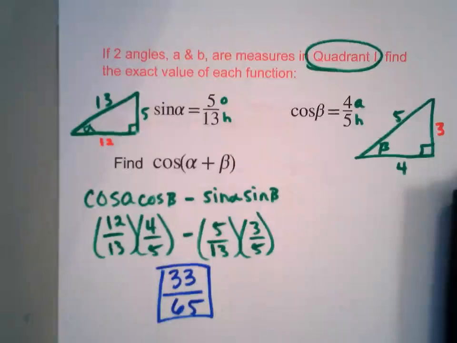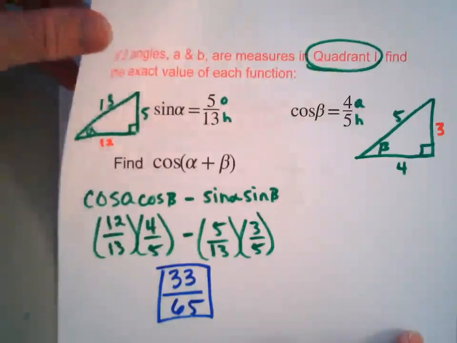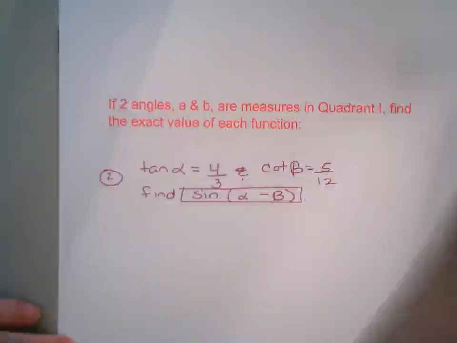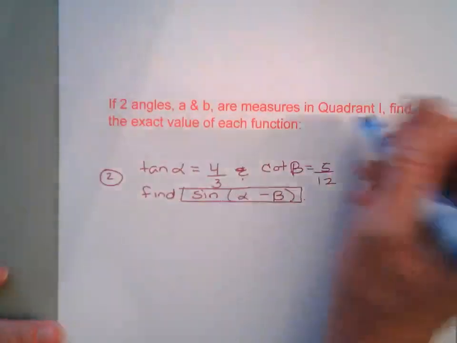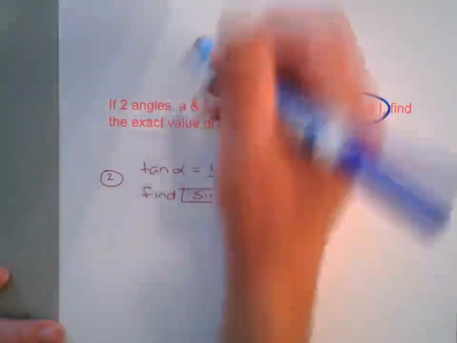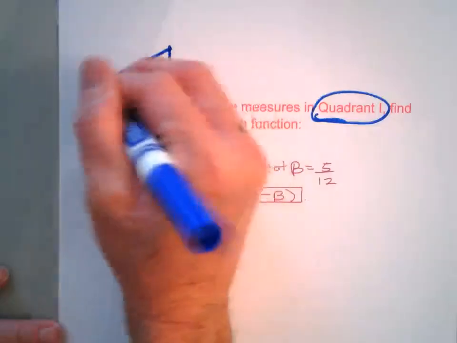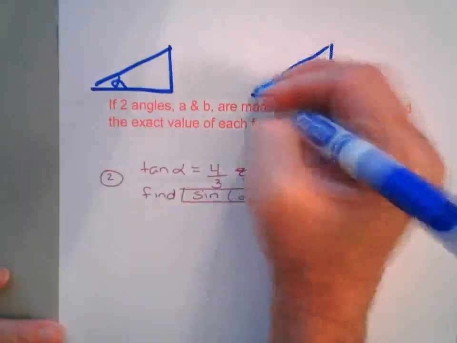So once we figured out the two triangles, it's just a plug and chug into the cosine sum identity, plug it in the calculator, whip it out, make it a fraction, done. Okay, not quite as fancy written, but same idea. You got an alpha triangle and a beta triangle. Both of them are quadrant 1 triangles. So make sure that you draw two quadrant 1 triangles.